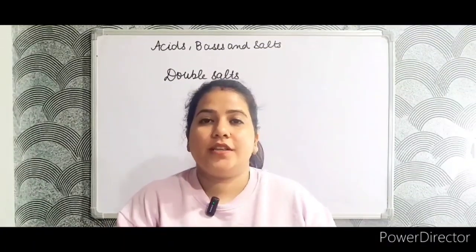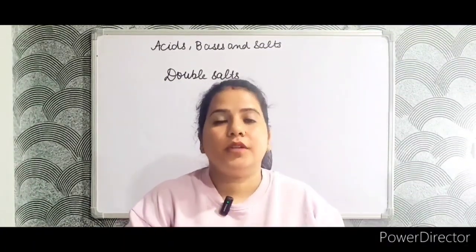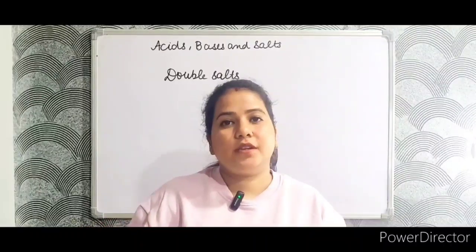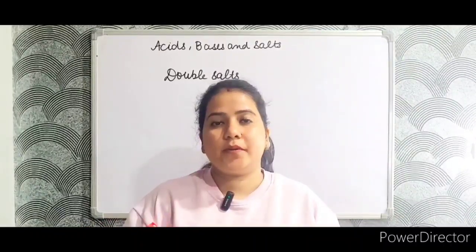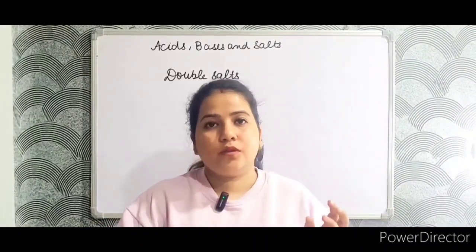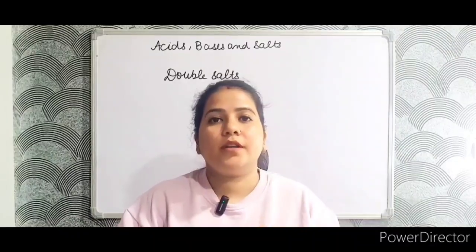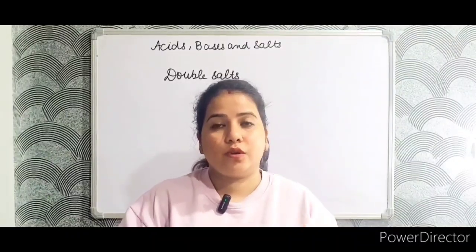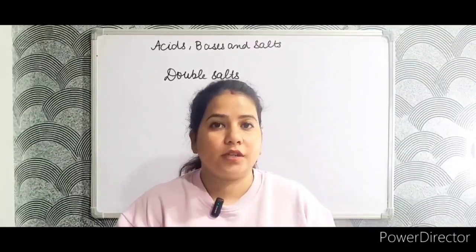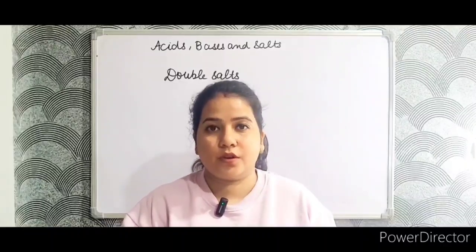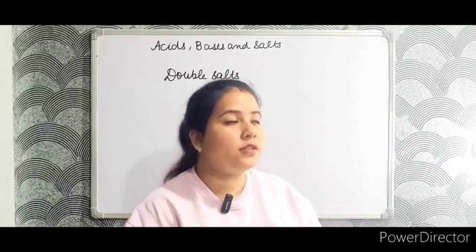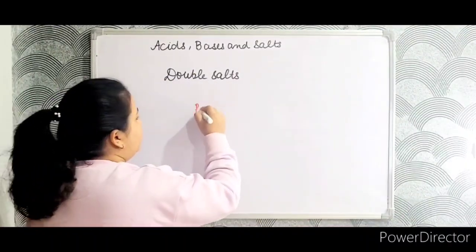Now there is another type of salt which is called double salt. As the name suggests, double salt means it is made up of two types of salt. So the salt which is prepared by the formation of two salts in equimolar concentration is known as double salt. Example of double salt is potash alum.